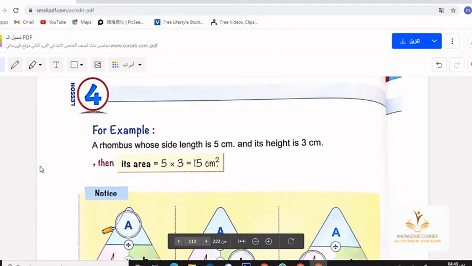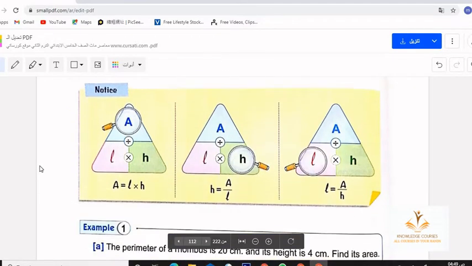Okay, we know that area equals L multiply H. L is the length of the base and H is the height corresponding to its base. Height equals area divided by L, and L equals area divided by height.